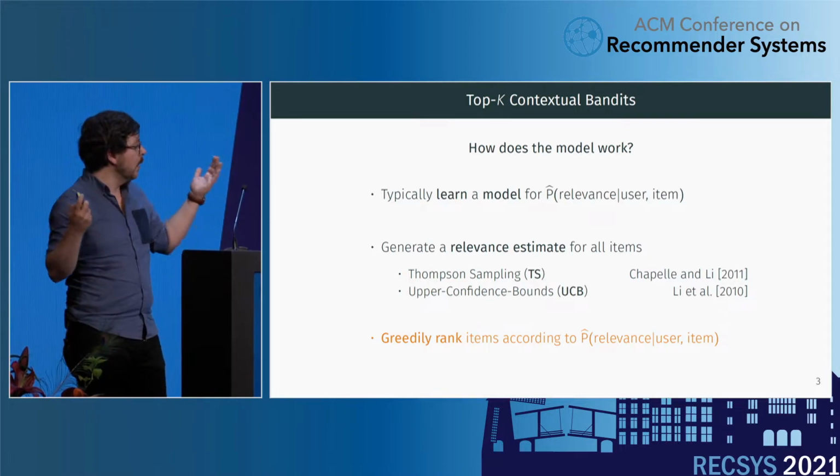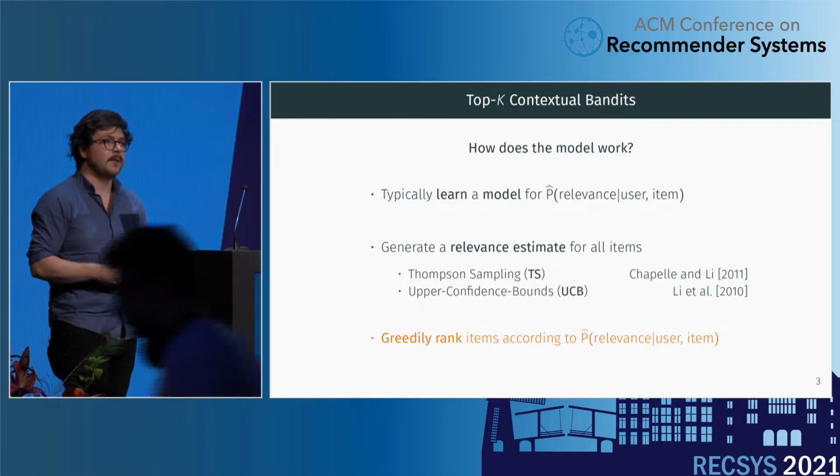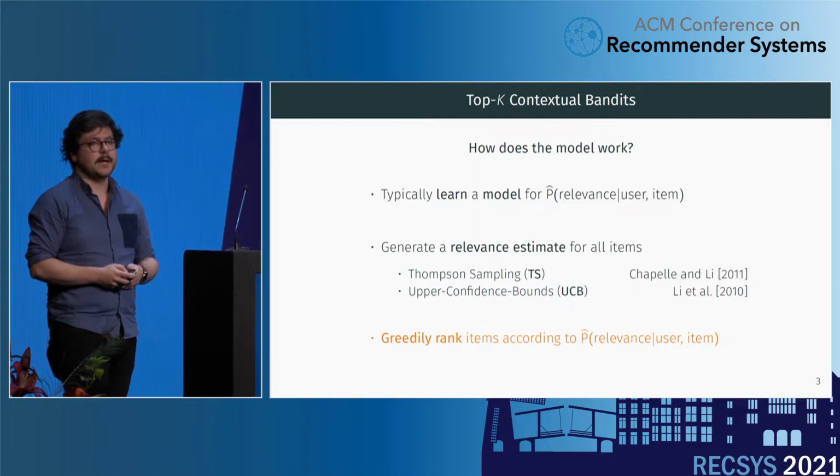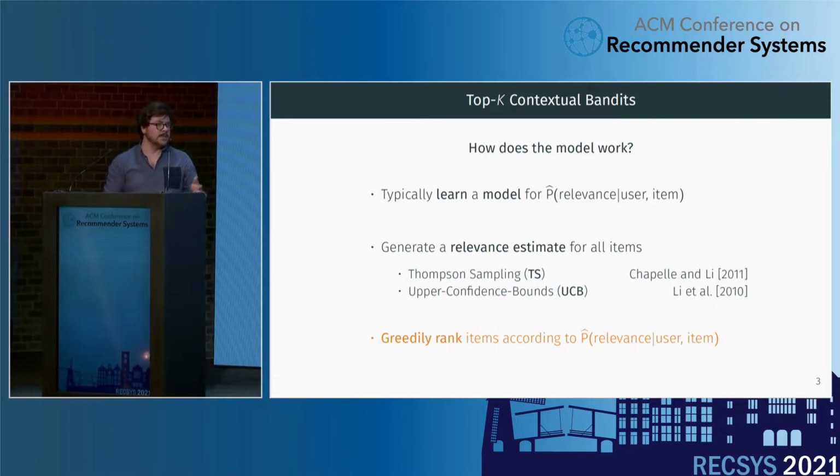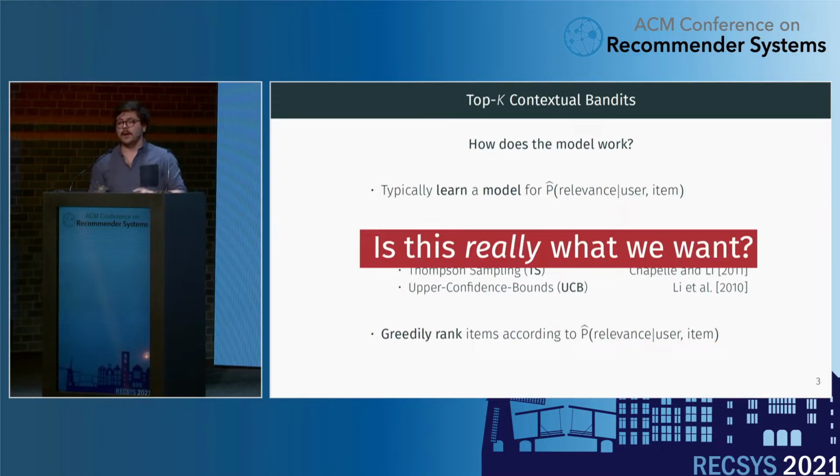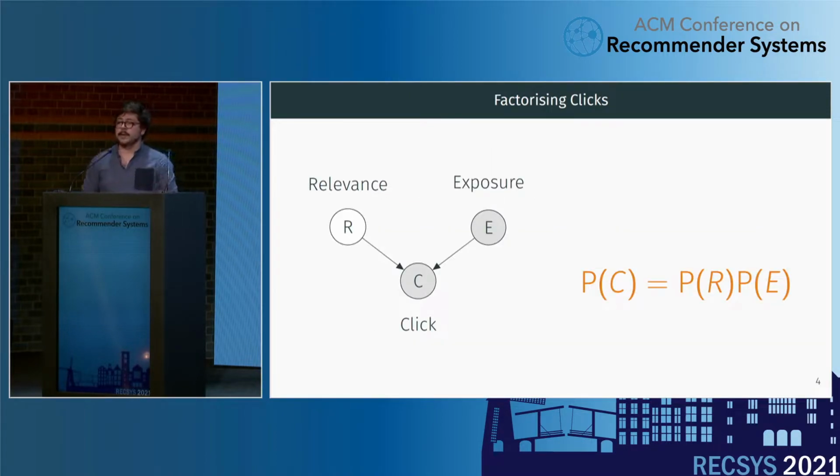And then we sort them, having the most relevant items on top and the least relevant items down there. The main question that we ask in this work is whether this is really what we want to do. The reason that I'm asking that is because a click is not just about relevance, it's also about being sure that the item is actually being exposed to the user. We say that a click is a random variable that can be factorized into two things: on one hand, relevance, and on the other hand, exposure. And so why is this a problem?